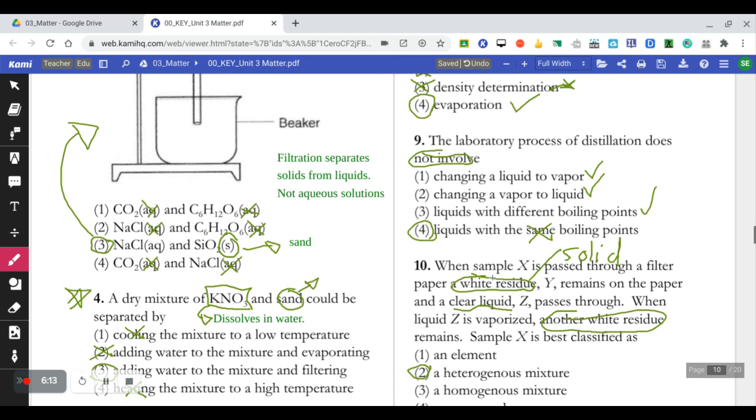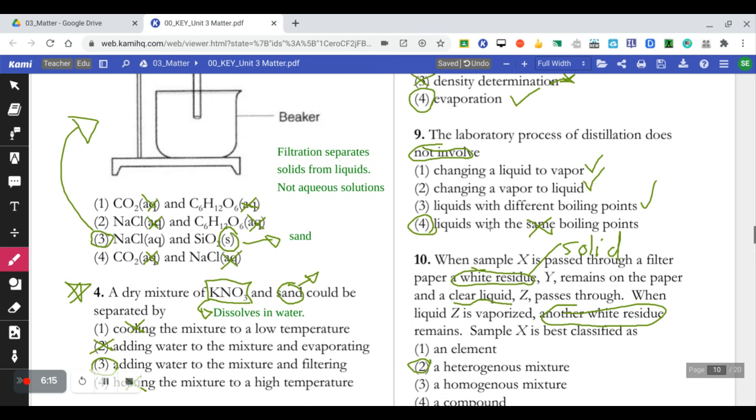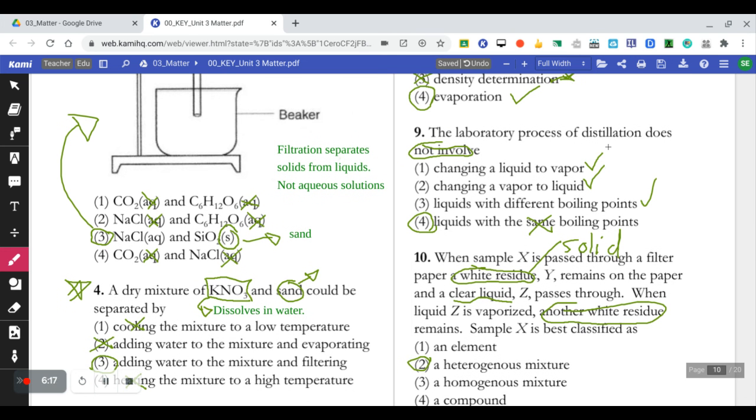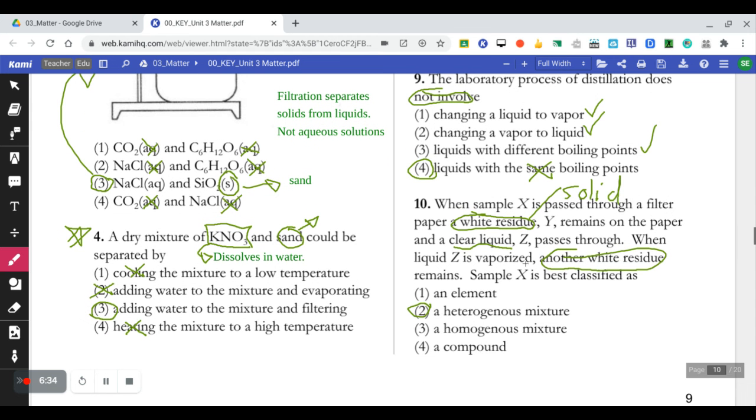9. The laboratory process of distillation does not involve changing a liquid to a vapor. That's not true. It does involve that. Changing a vapor to a liquid. That's not true. It does involve that. Liquids with different boiling points. That's not true. That's the key characteristic that helps us separate it. And so if I have liquids with the same boiling point, distillation would not work. Therefore, that is what it does not involve.